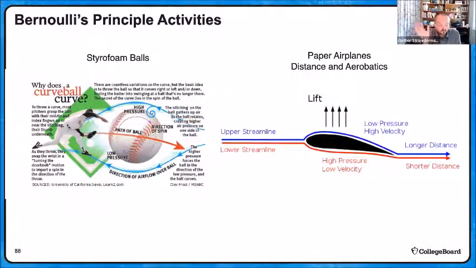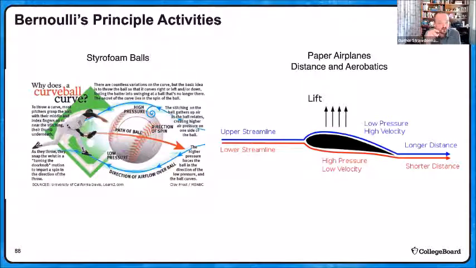When you're doing Bernoulli's, you've got to do curveballs and airplanes, because curveballs and airplanes both have to do with differences in speeds of gases, as well as differences in pressure. For airplanes, have your students make paper airplanes and have a contest to see who can go the farthest, or who can have it do the most loop-de-loops. Kids love that. It can offset the craziness and ginormousness of the equation.